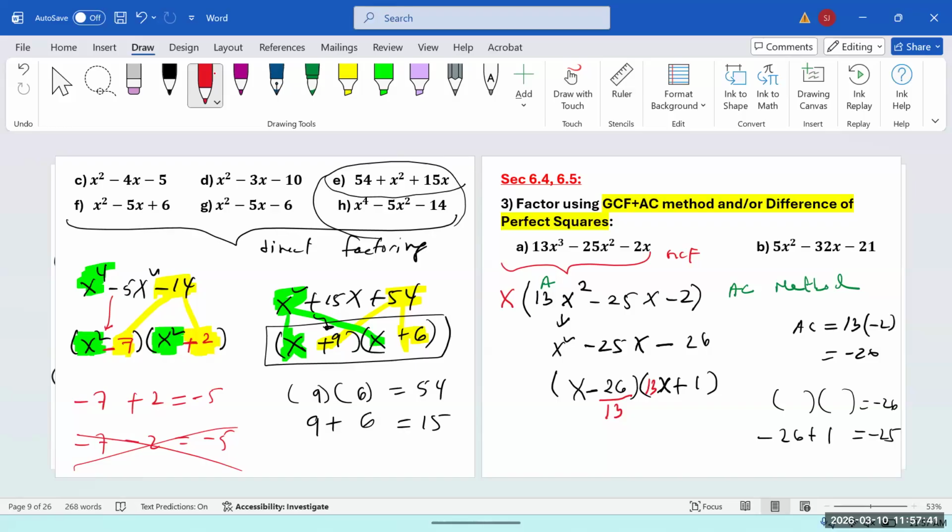So we multiply and divide at the same time. One of them is divisible by A, divide that. The other one is not divisible by A, no problem, multiply the variable. And you cannot forget about your GCF. So our final answer is X from the GCF, X minus 2 from your division, and 13X plus 1 from the multiplication.